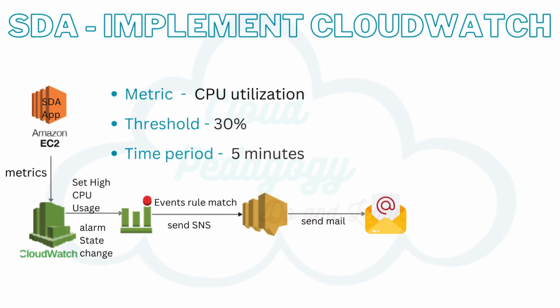The end goal of this demo is to set up a dashboard that shows us the CPU utilization of the EC2 instance that we launched hosting our student directory application. And then we also want to set up an alert that will be sent out if the CPU utilization of the instance goes over 30% for a period of time.